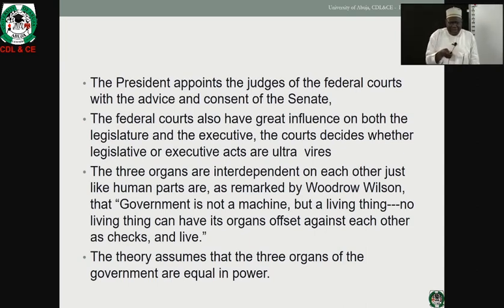You have another thing that is very important. Like Udo Usro said, government is not a machine, but a living thing. Take, for example, you as a living human being. All your parts are important. All your parts are interdependent. No single part of your body is independent of the other; they are all dependent on each other. Without your leg, you can't function. Without your eye, you can't function. So they depend on each other. That is the perspective from which to understand the importance of the three arms: the executive, the legislature, and the judiciary.